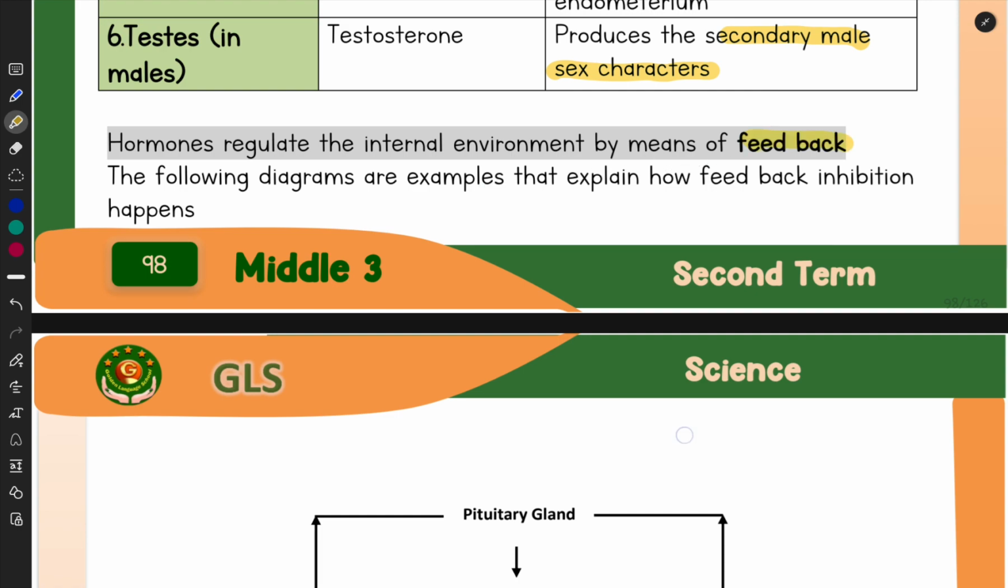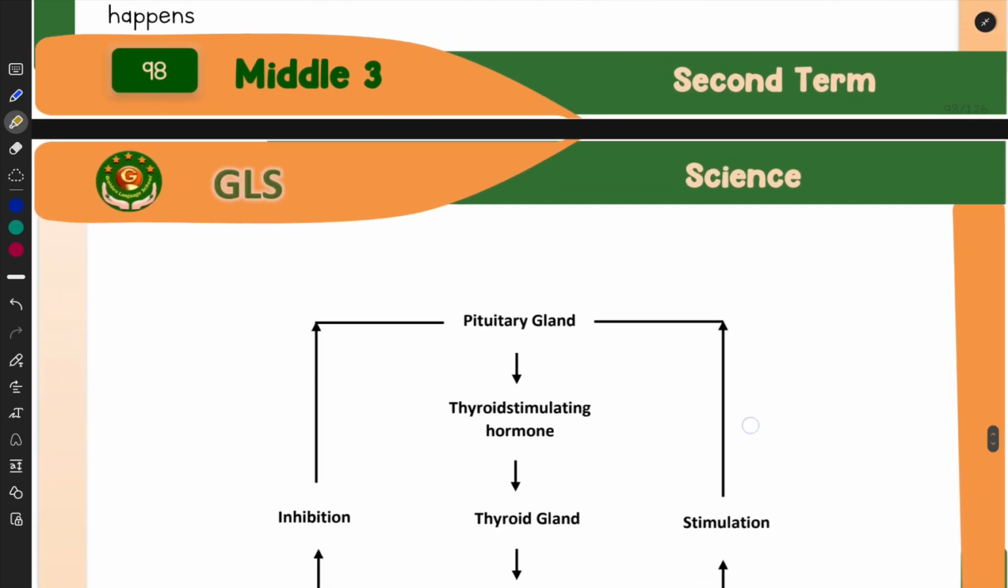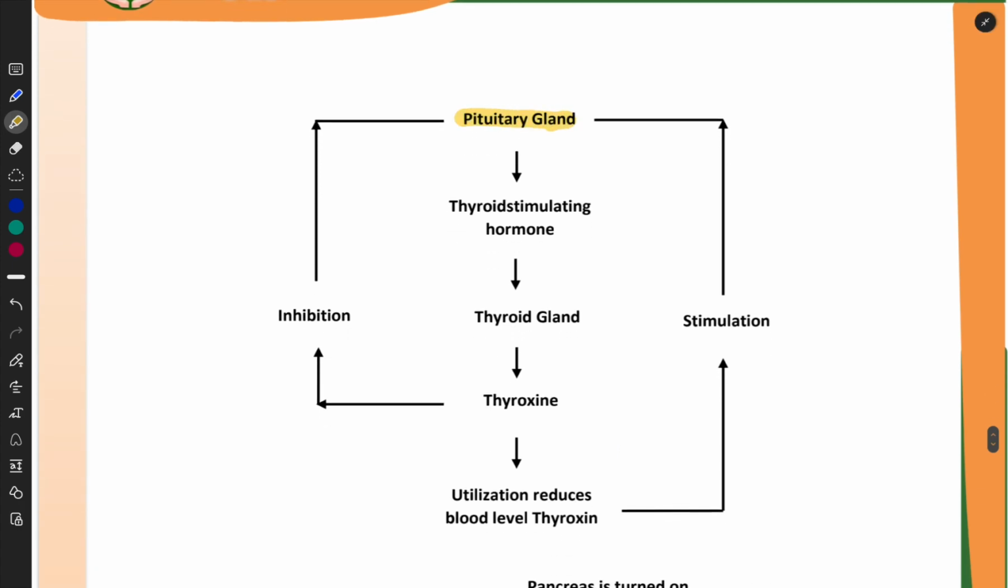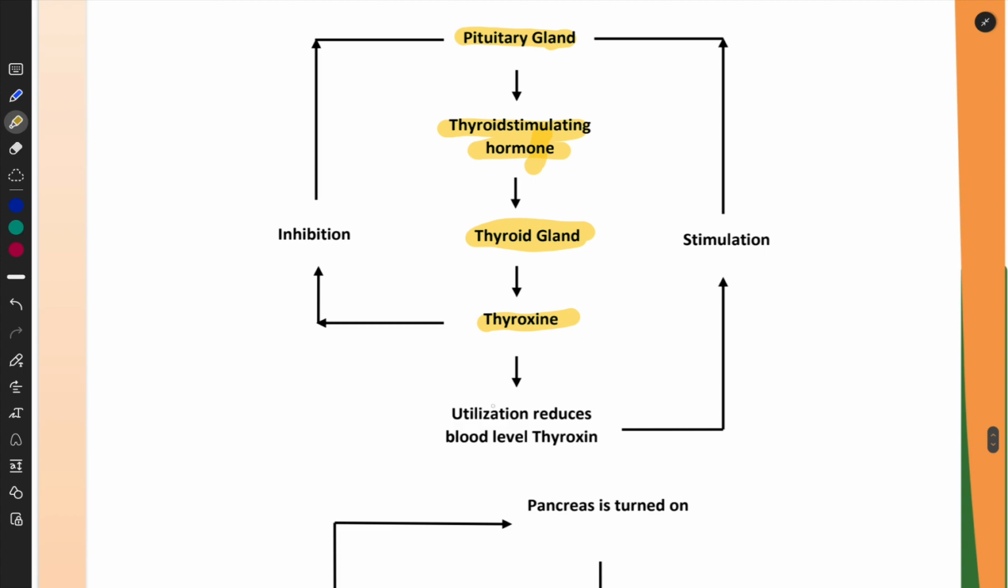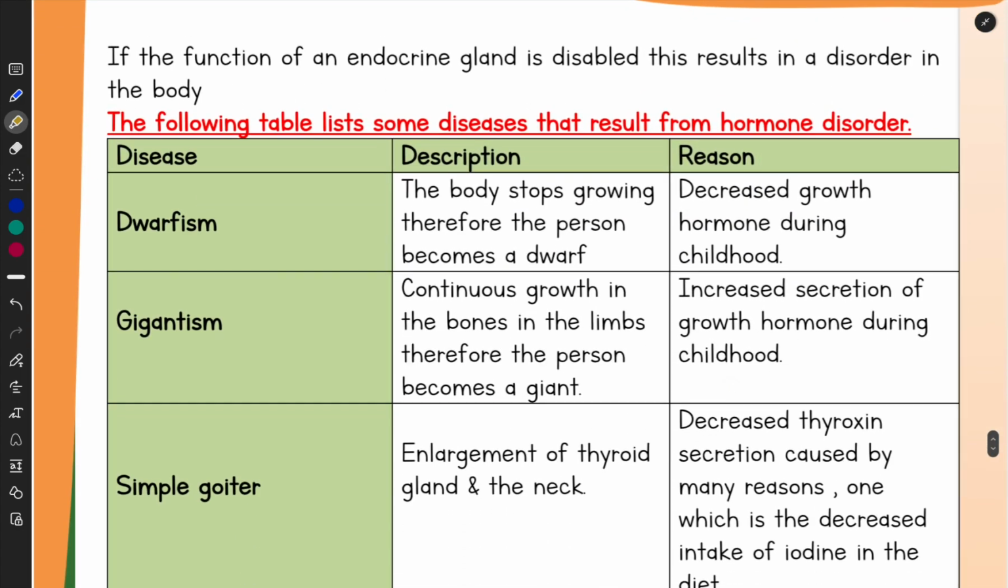Okay, hormones regulate the internal environment by means of feedback. The following diagram is an example that explains how feedback inhibition happens. Okay, first, the pituitary gland, the mother one, produces thyroid stimulating hormone, which stimulates the thyroid gland, which produces thyroxine, which reduces the blood level of thyroxine. Okay, this is a very important graph.